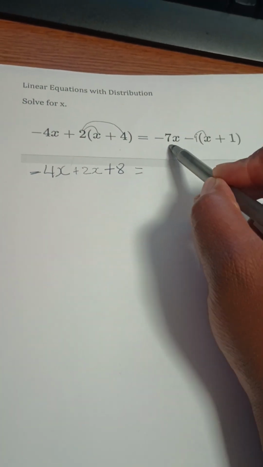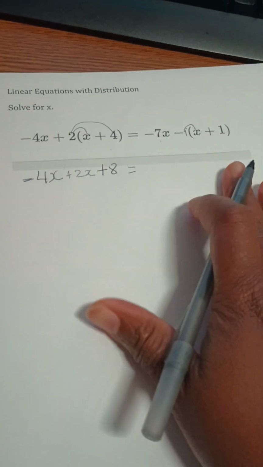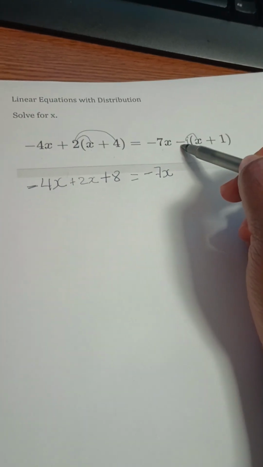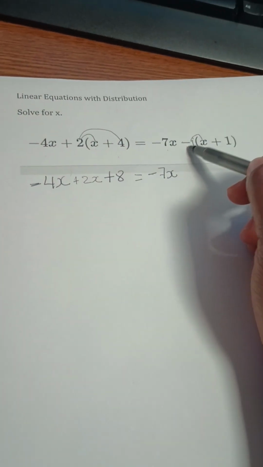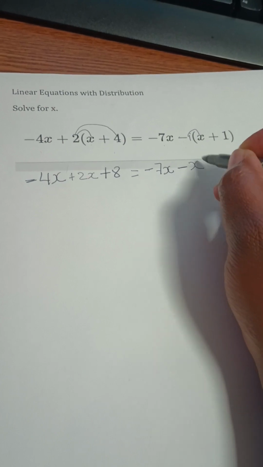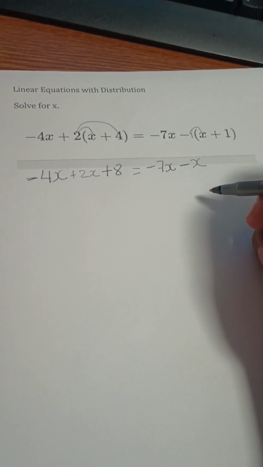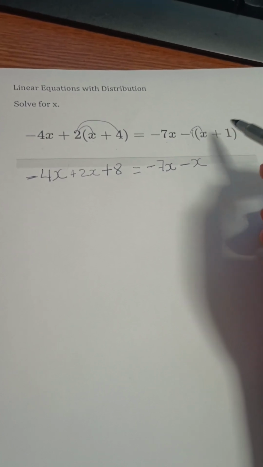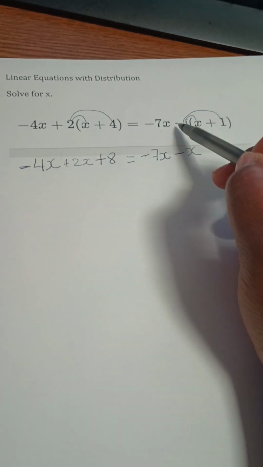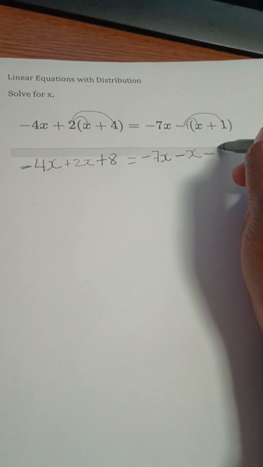oh, sorry, I almost missed this. So I have my negative 7x. So I'm going to put my negative 7x. Then I have my negative 1 times my x, which is going to give me negative x, or negative 1x is the same thing, because 1 times x is x and 1 times any number is itself. Then I'm going to do my negative 1 by my positive 1. So negative 1 multiplied by a positive 1 is going to give you negative 1.